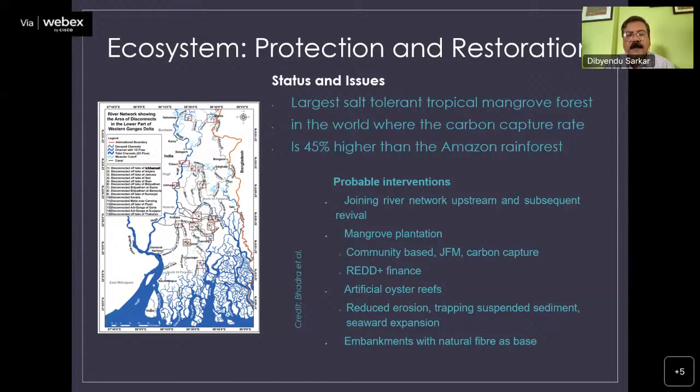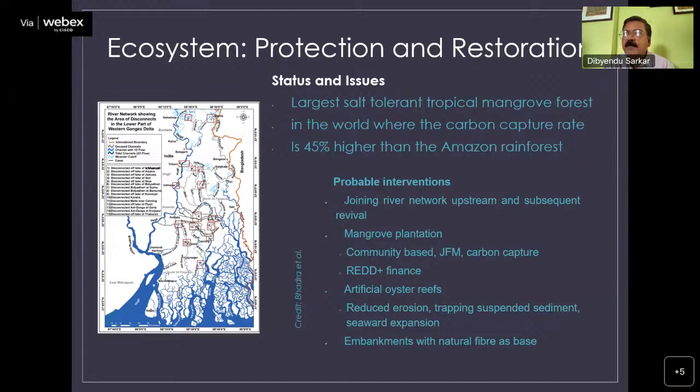So that is an area probably which needs attention. Community-based joint forest management, carbon capture, all these things are very important, and these are all possible over there. REDD plus to attract finance, because doing a large scale intervention in Sundarban requires a lot of fund. So the REDD plus kind of framework can also be taken into consideration, at least can also be explored to see what kind of finance can be attracted for that.